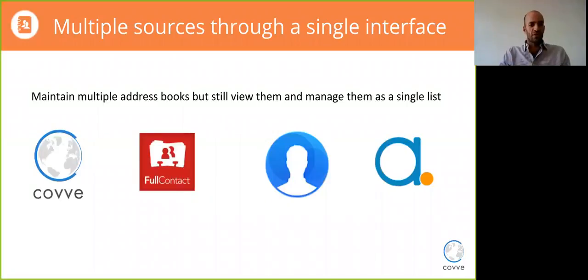Now, if you insist on keeping more than one source, for example, to separate work from personal contacts or separate businesses, then I recommend you use an app to allow you to manage these sources through a single interface, to view them and manage them as one, basically. If you're an iPhone user, these apps I will share here have various features that can help you get a unified view of address books, search contacts, deduplicate, and other things. Showing here Covve, Full Contact, Simple Contacts, and Adapt. All good options. You can try them out and see which one you prefer.